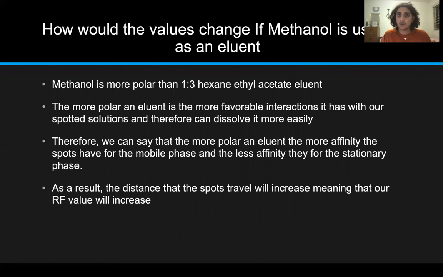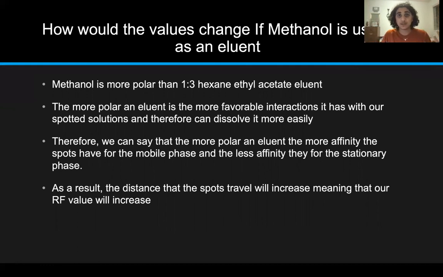You're probably thinking, well, what distinguished our different people was their strength. What's going to distinguish our different solvents? That's going to be the polarity. So the more polar a solvent or an eluent is, the higher it's going to carry the spots on the TLC plate. You may be thinking, why? Well, the more polar a solvent is, the more favorable interactions it has, and the more easily it dissolves the spots on the TLC plate. Therefore, we say those spots prefer the mobile phase as opposed to the stationary phase, meaning that they're more willing to move up the TLC plate.